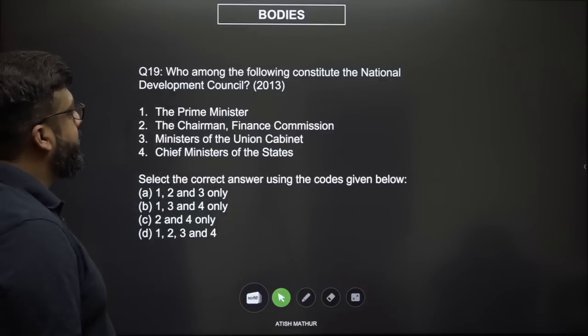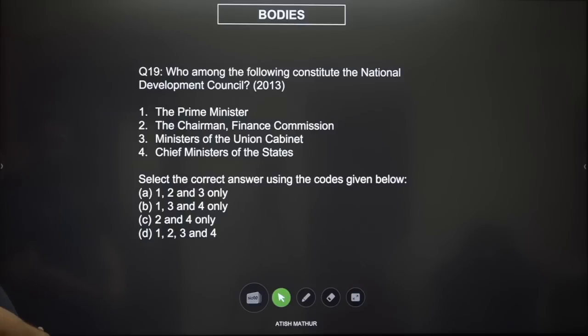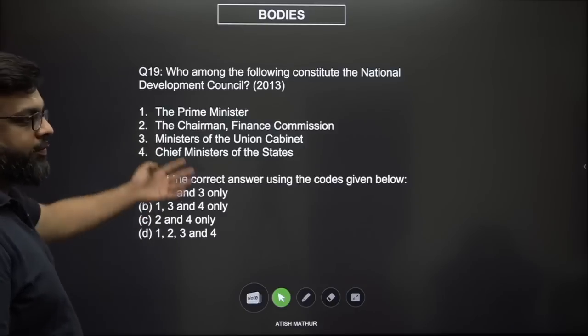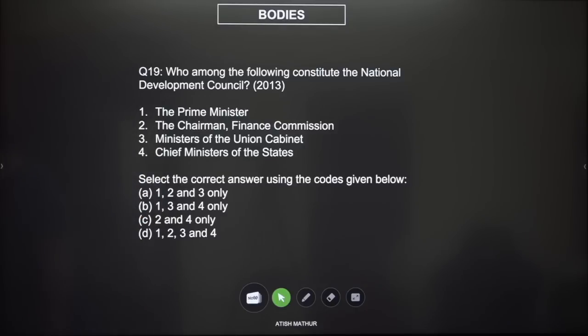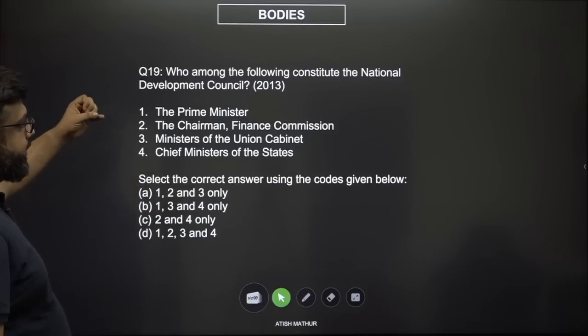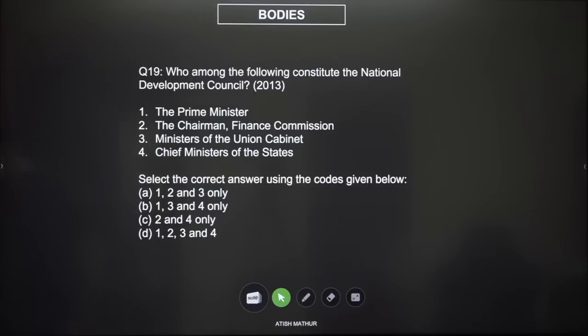Which among the following constitute the National Development Council? 1. Prime Minister. 2. Finance Minister, Chairman Finance Commission. 3. Ministers of the Union Cabinet. D. Chief Ministers of the State. This is a relevant question because it gets almost defunct a year later. Select the correct options from below. Now, see. The National Development Council, which means you're looking at an overall national development. So the Prime Minister, Chairman of the Finance Commission and Ministers of the Union Cabinet. See how you can answer this question absolutely clearly.